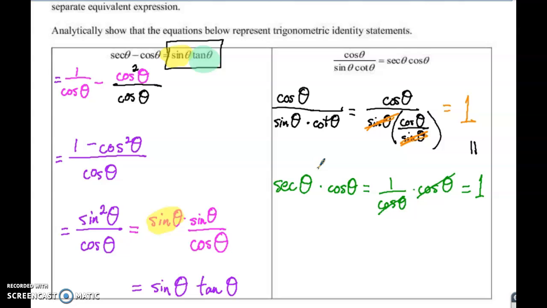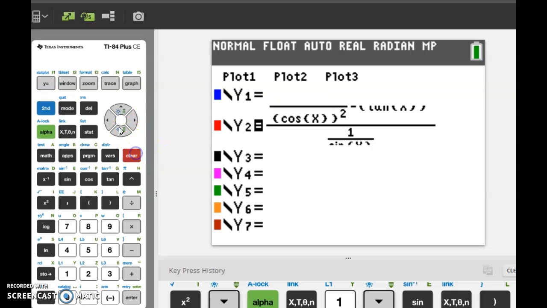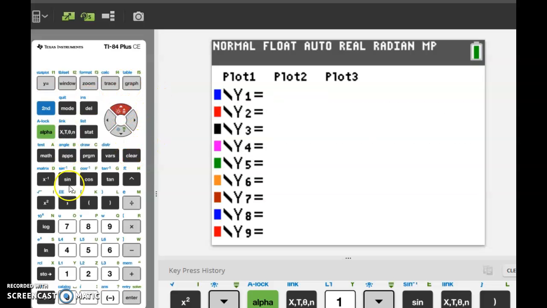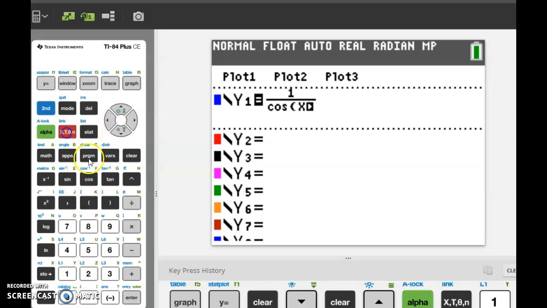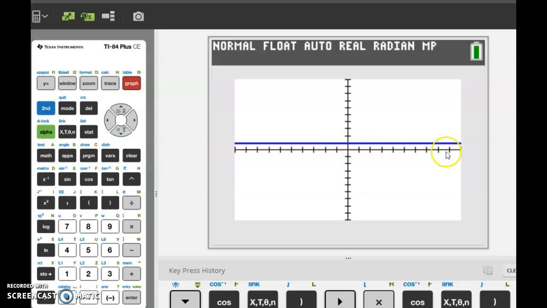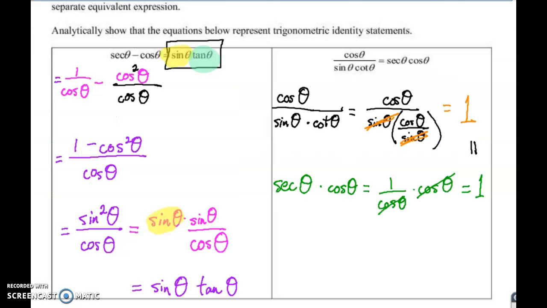And I know I've only shown you this a few times, but if you go to your calculator and you were to type in, oh, that is ugly, these things. Now remember, I don't have a secant button, so I would actually have to write it out as a fraction, 1 over cosine of x times cosine of x. And when I go to my graph, I'll actually get a horizontal line at y equals 1, because that's exactly what it equals. And if I did the other one, you would also see y equals 1, and they would fall on top of each other.